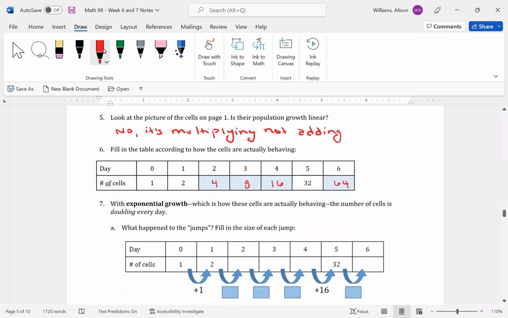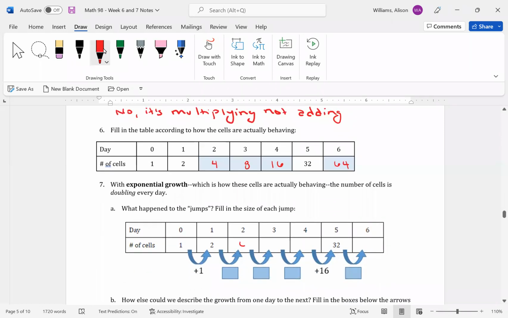So the size for each jump, go ahead and fill this out. From here to here, it jumped by 2. From here to here, it jumped by 4, and then by 8, and then by 16, and then by 32. So we're adding to itself every time, right? These two numbers are matching every time because we're adding it to itself. That's not linear growth, that's exponential growth.